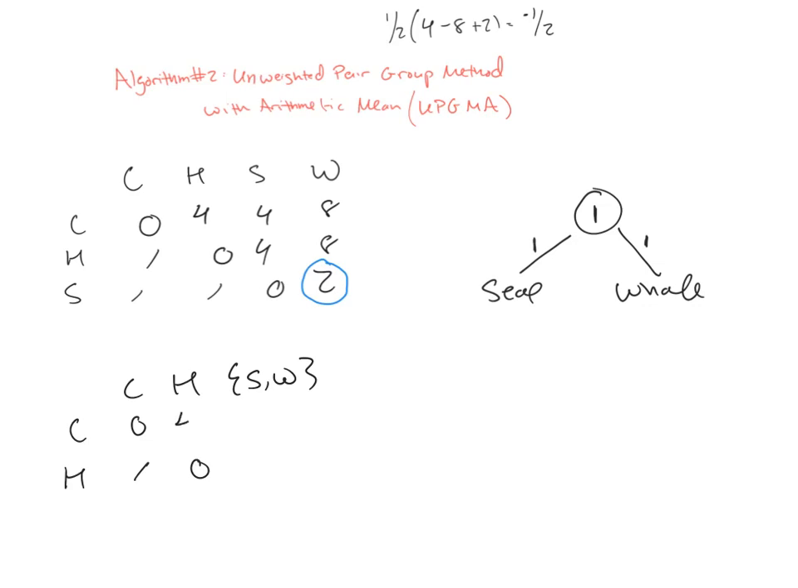Between chimp and human is still 4. As far as calculating this distance, it's just the average of the previous ones. So chimp was 4 away from seal and 8 away from whale. So for the union, it's the average. So this is 6, so it's going to be 6 away here. And for human, the values happen to be the same, which makes this a little easier. So this is also 6.